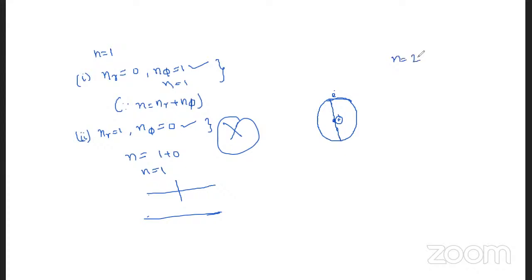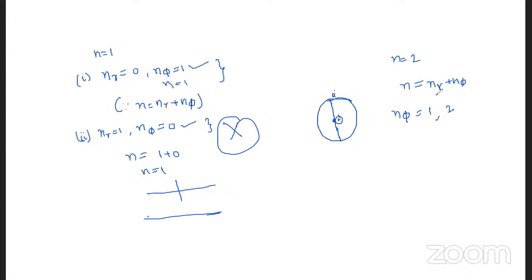That is nothing but the principal quantum number value n equals 2. So what we said is that n is the combination of both nr and nφ. In this case, if you take n equals 2, the nφ value may be either 1 or 2.